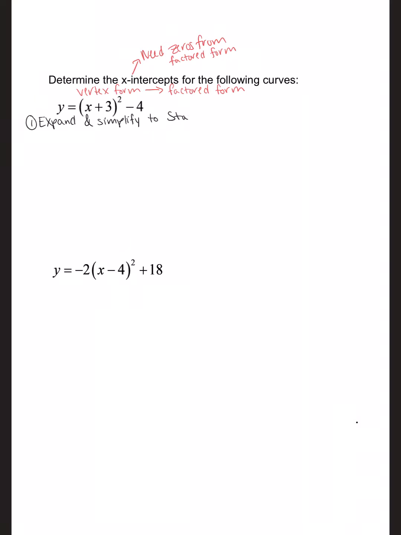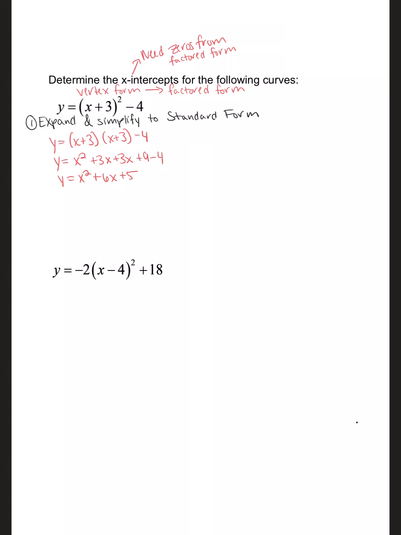To standard form. Okay, so let's start with that. We're going to write our brackets as two sets of brackets, and then we're going to have to FOIL them to continue expanding. So we're going to have x squared plus 3x plus 3x plus 9. So if we combine our like terms, we should have x squared plus 6x plus 5.